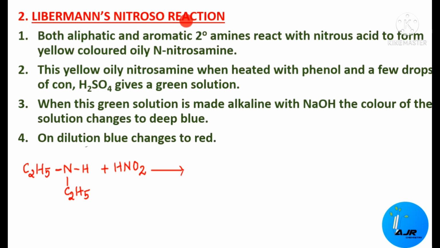Let us see the next naming reaction. It is Libermann's nitroso reaction. We are having different steps here. Let us see one by one. The first step is both aliphatic and aromatic secondary amines react with nitrous acid to form yellow colored oily N-nitrosoamine. See here, only the secondary amines will be reacting. The previous one, primary amines, here it is secondary amines. But both aliphatic and aromatic compounds will be undergoing this Libermann's nitroso reaction. So first this secondary amine will be treated with nitrous acid. When it is treated with nitrous acid, it gives yellow colored oily nitrosamine.